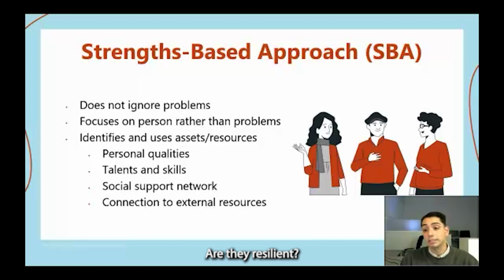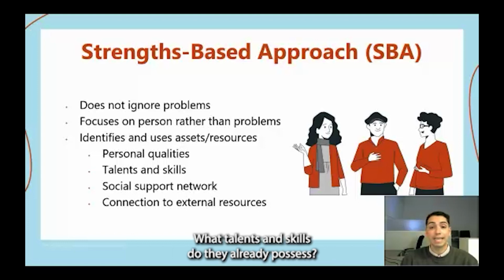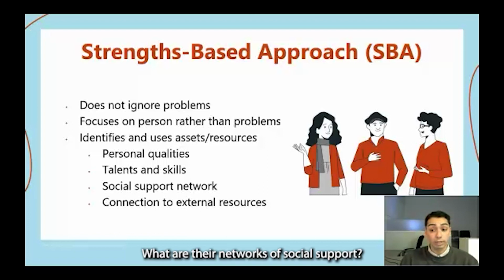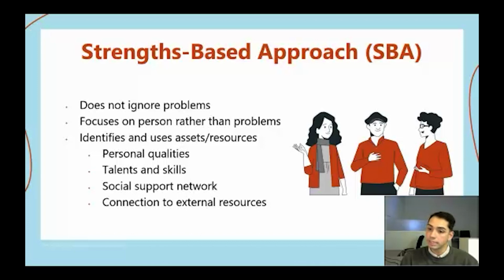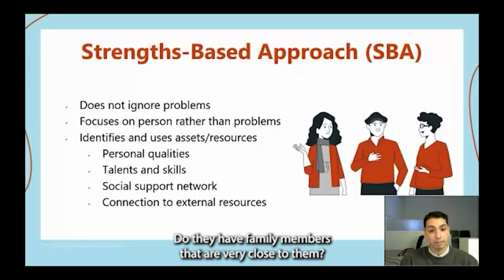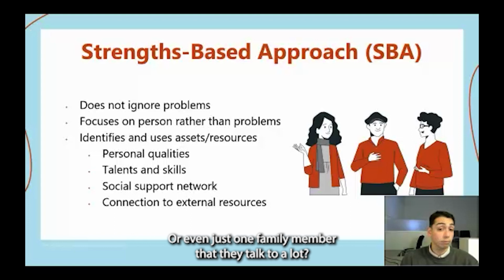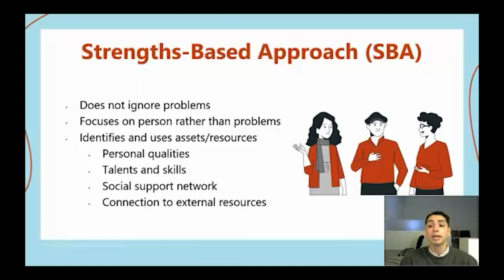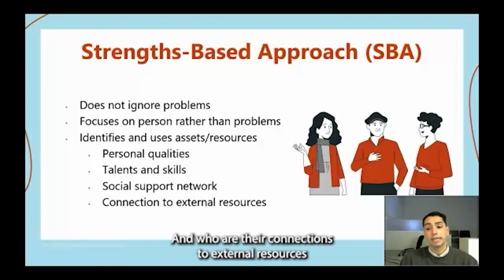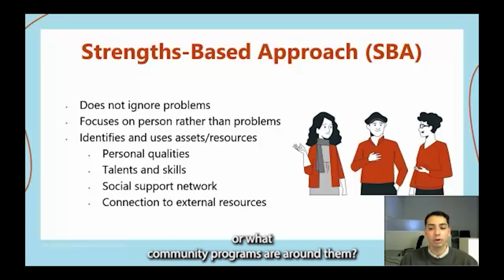Are they resilient? Do they have determination? What talents and skills do they already possess? What are their networks of social support? Do they have a great group of friends? Do they have family members that are very close to them, or even just one family member that they talk to a lot? And who are their connections to external resources, or what community programs are around them?